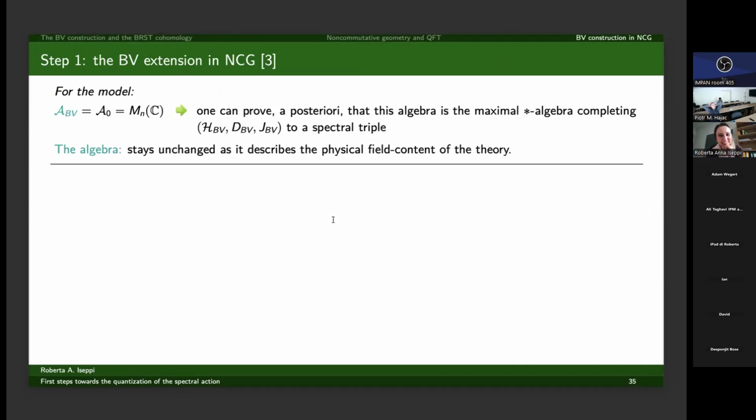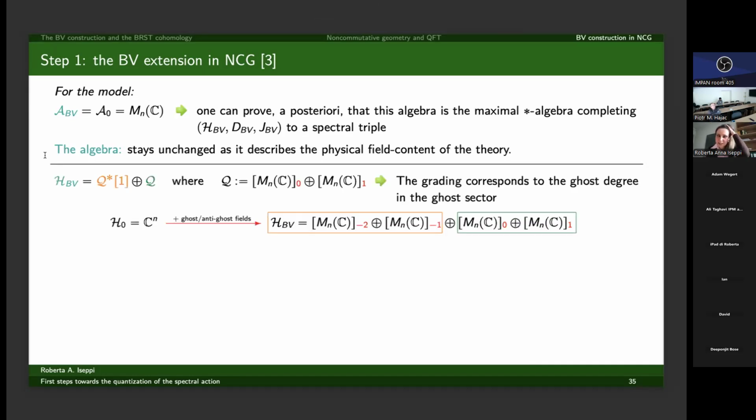Yeah. So how is the construction for the model? For the algebra, we are starting with just the matrix algebras. And what is interesting to notice is that the algebra stays unchanged, and this fits with what I just said. Somehow the algebra describes the physical fields, and we are not adding any physical fields. That's fine. So the big change appears in the Hilbert space.